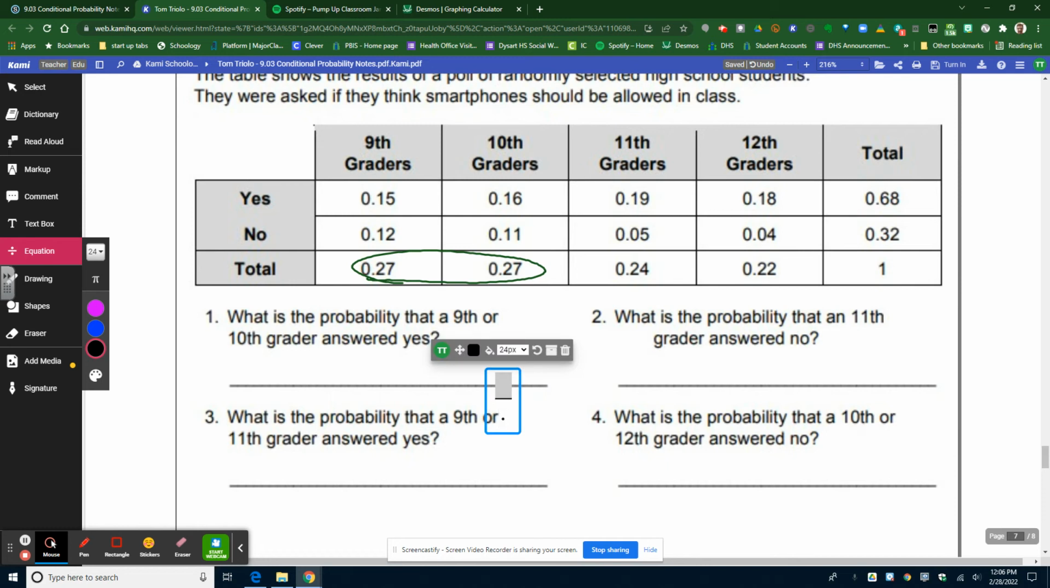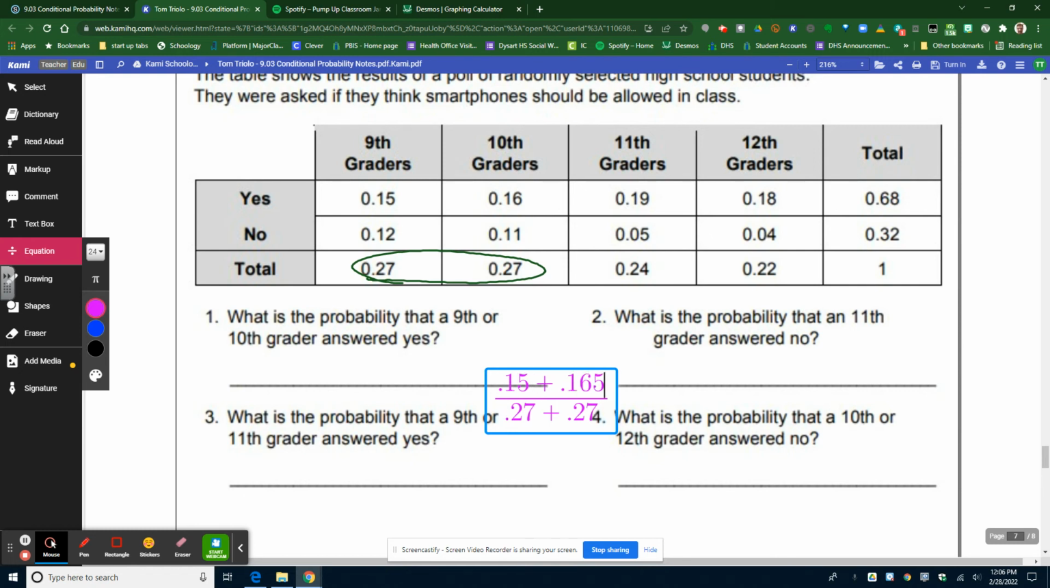I'm going to show the arithmetic on this first one, and I think I'm going to go back to pink here. Come on, pink. There we go. It's going to stand out against the black. So 27% plus 27%. And then we're saying yes, so we're just taking the yeses. So it's 15 and 16. Okay, so 0.15.